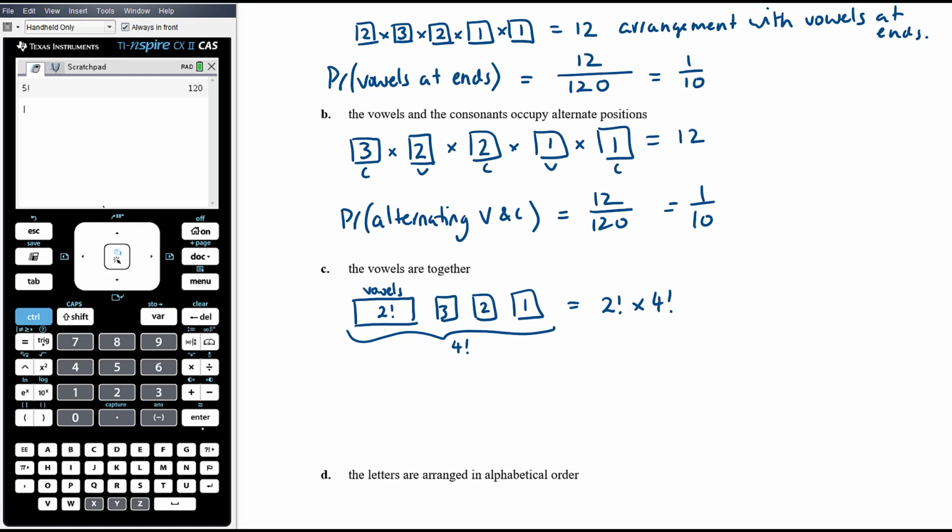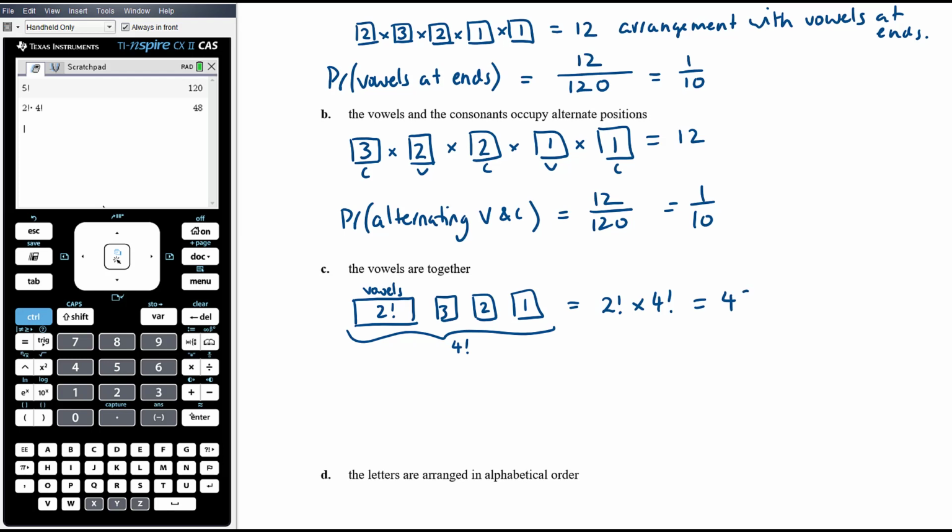We then also need to multiply by 2 because there are 2 different ways to arrange the vowels. If there were 3 vowels, it would be multiplying by 3 factorial, not just times 3. So that's why I'm writing 2 factorial there, even though 2 factorial is just 2. Okay, so we have 2 factorial times 4 factorial. Sorry, you need to type the number first when you're doing factorial. So 2 factorial times 4 factorial.